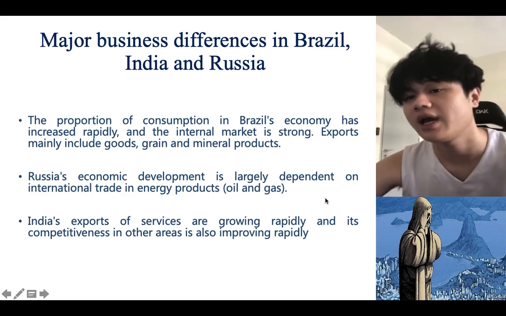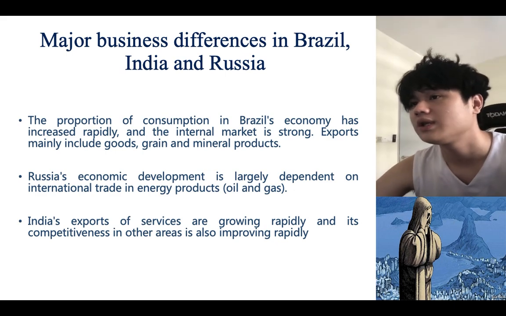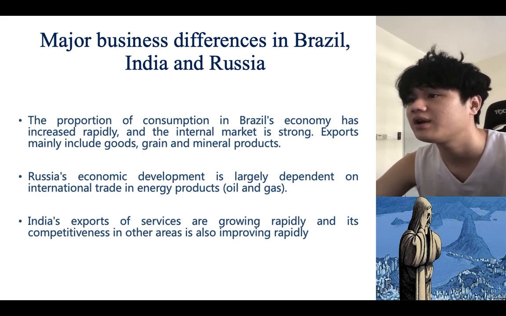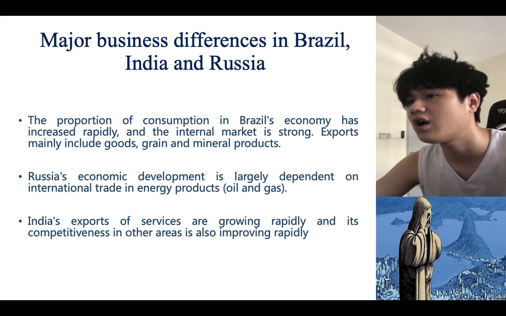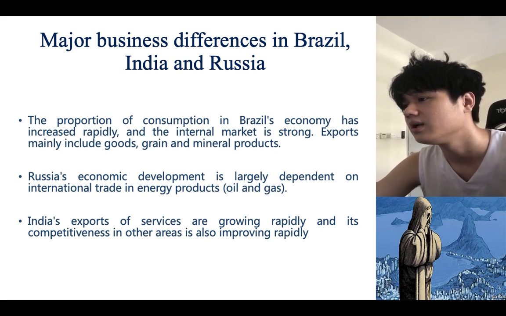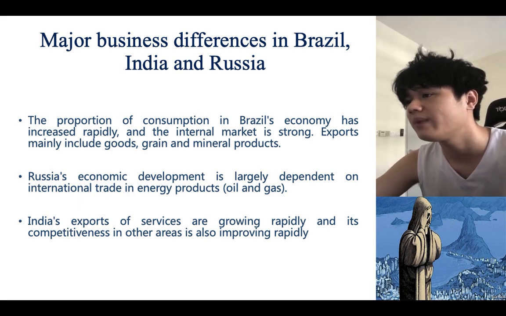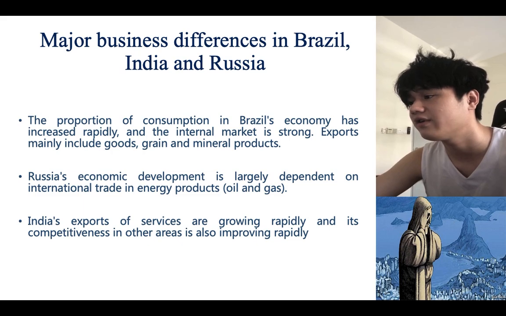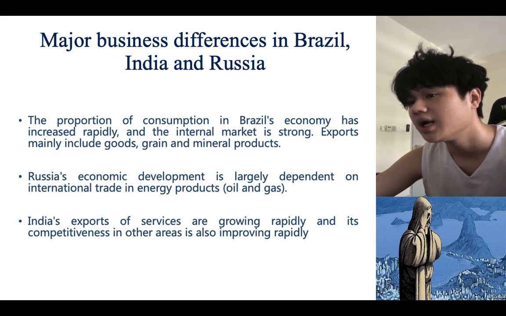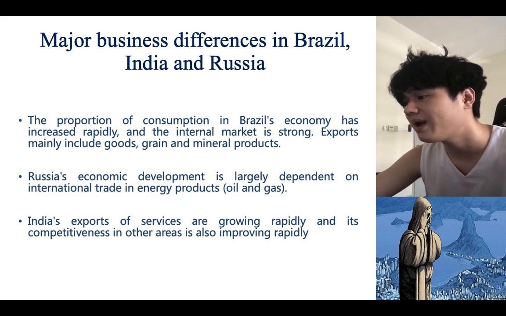Okay, the next page, let's look at page 8. PowerPoint: major business differences in Brazil, India, and Russia. Let's talk about this. First, the promotion of consumption in Brazil's economy has increased rapidly, and the internal market is strong. Exports mainly include goods, grain, and mineral products. The second is Russia. Its economic development is largely dependent on international trade in energy products, oil and gas. India's exports of services are growing rapidly, and its competitiveness in other areas is also improving rapidly.